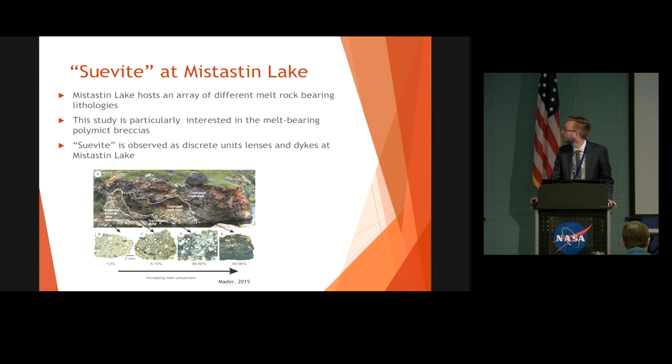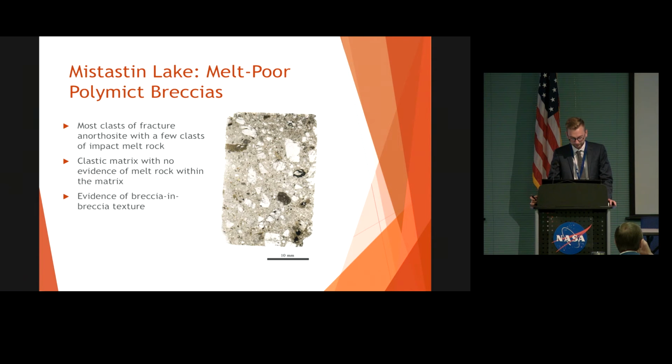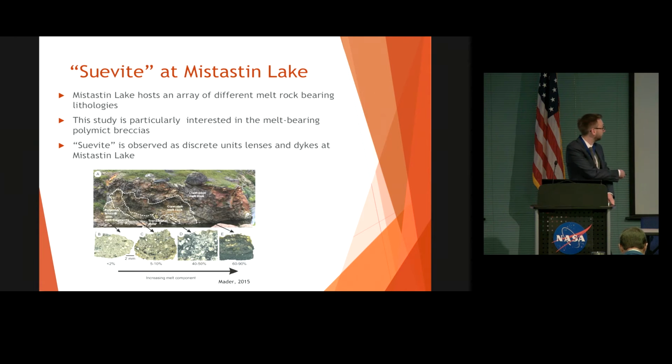So the suevite takes many different forms at Mistastin Lake. It occurs as discrete lenses, large formations, and also as dikes. And there are three main lithologies that I'd like to highlight now. So within the polymict breccias, we have a melt-poor phase.